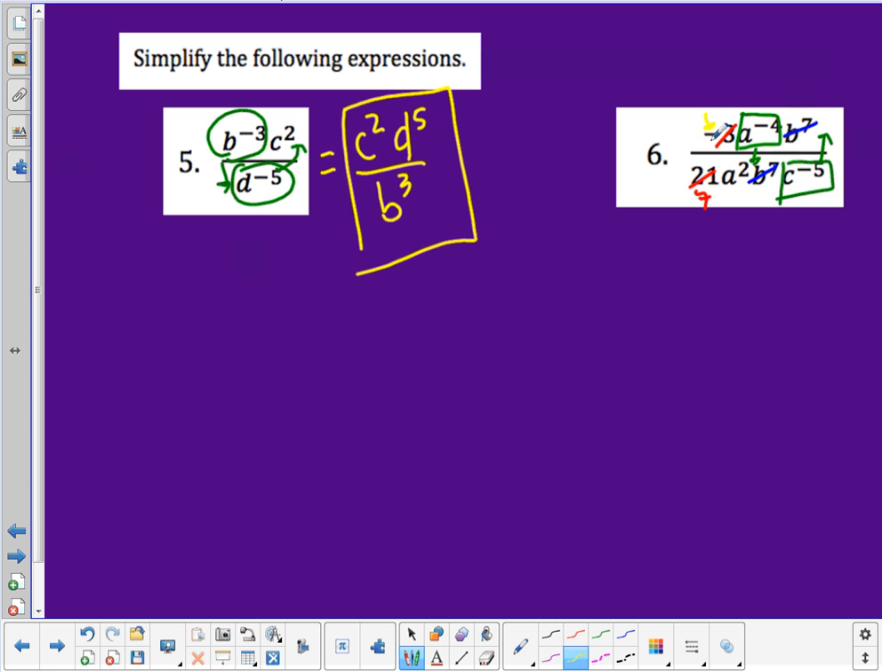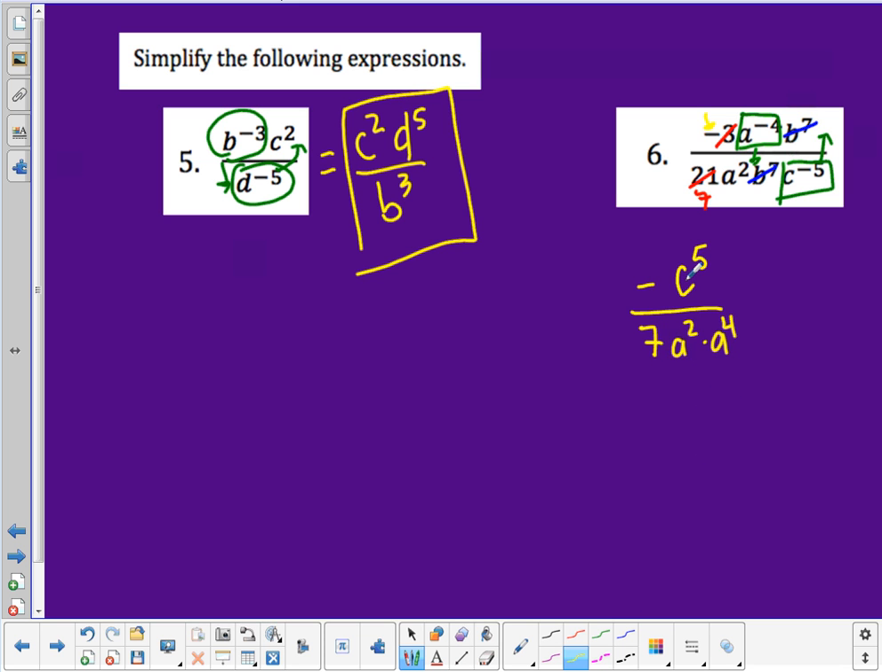I still have this negative out front. Coming up to the top is now c to the fifth, c to the positive 5 power. Down in the bottom, I have that coefficient of 7. I also have the a squared that was already there. And in addition, I have the a to the fourth, which moved down from the top. So a to the negative fourth moved down, became a to the positive fourth.